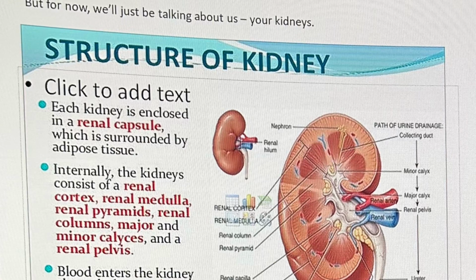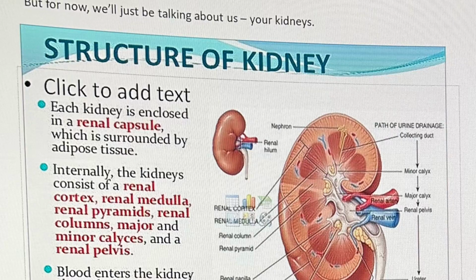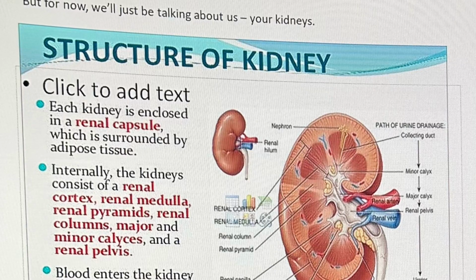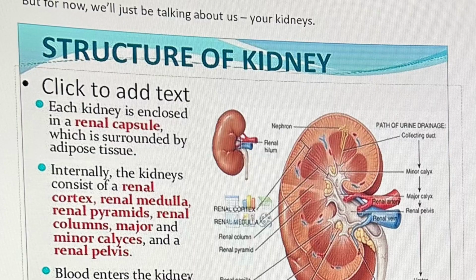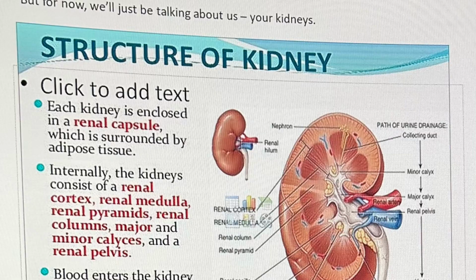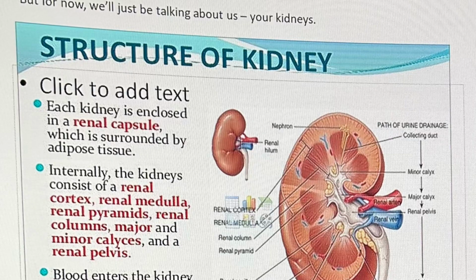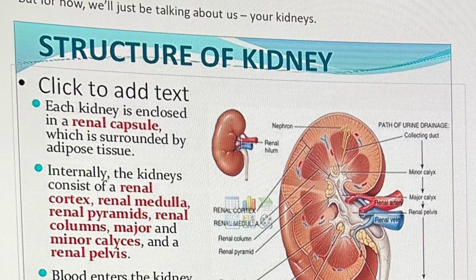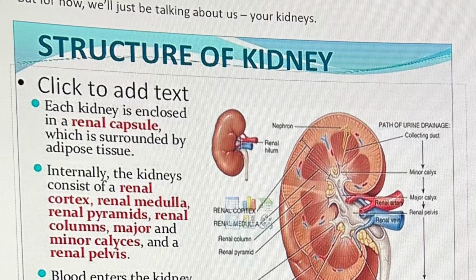So each kidney is enclosed in a renal capsule, which is surrounded by adipose tissue. Internally, the kidneys consist of a renal cortex, renal medulla, renal pyramids, renal columns, major and minor calyces, and a renal pelvis. And the blood enters the kidney through the renal artery and leaves through the renal vein.